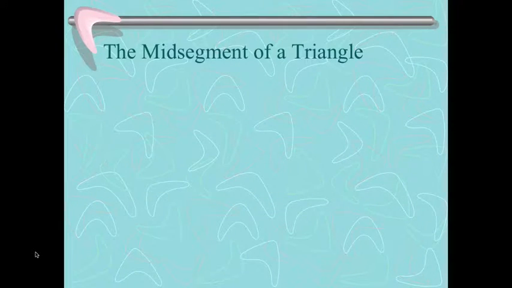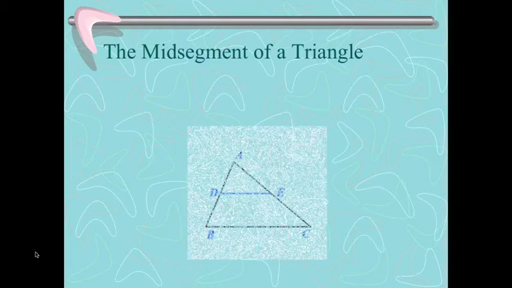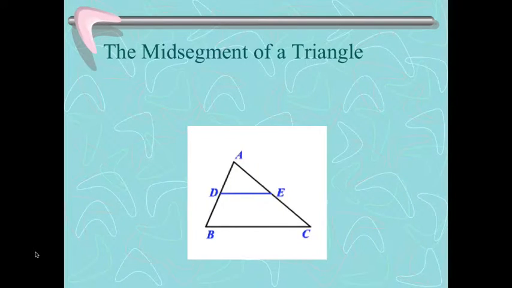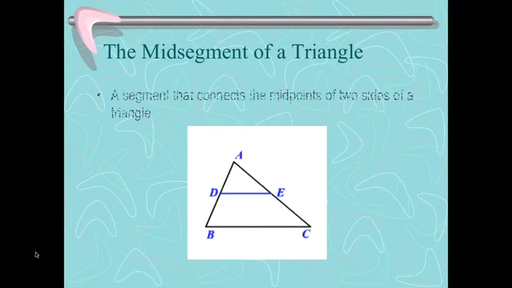All right. Now we're getting to those midsegments of a triangle. You have that theorem coming up in there. Right now, I've given you a triangle, and I've given you a line that goes across the triangle, okay? So first of all, I'm telling you the definition of the midsegment of a triangle. It's a segment that connects the midpoints of two sides of a triangle.